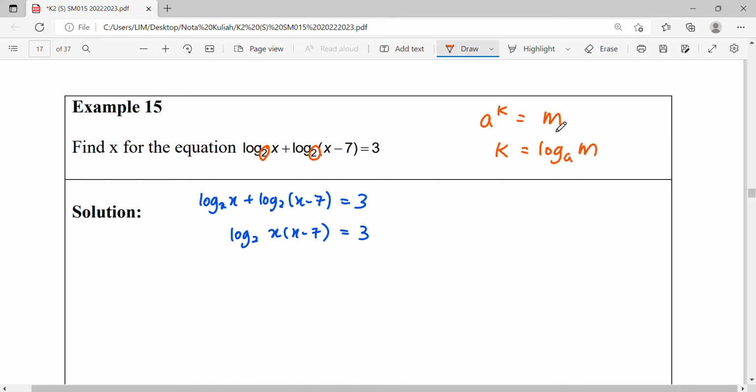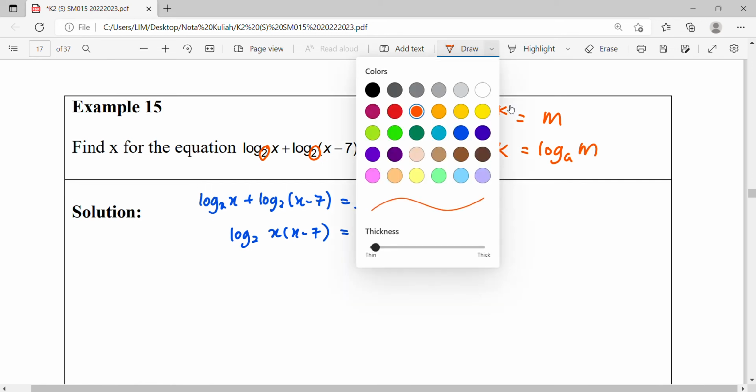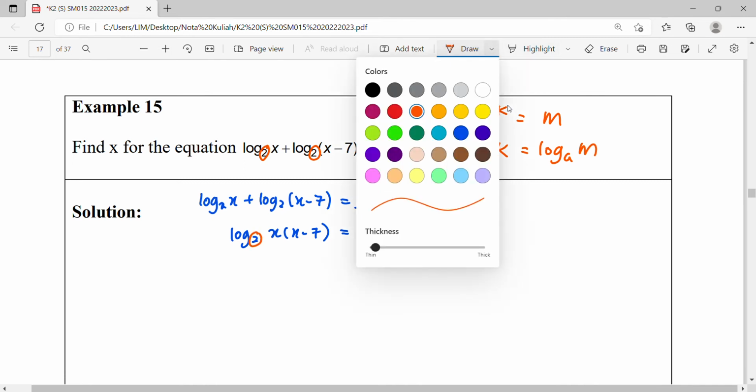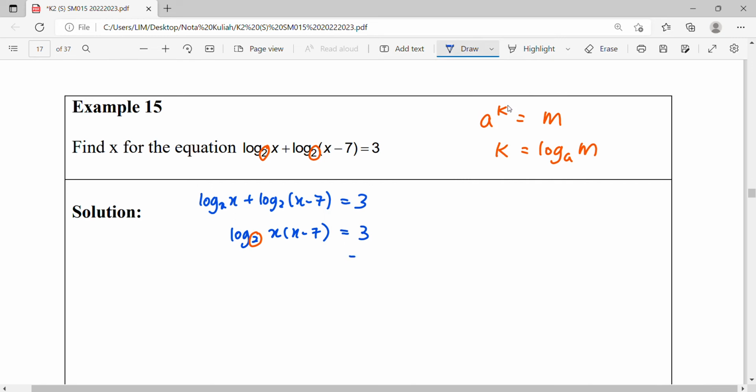So same procedure. If you want to unlog, meaning we want to remove the log, the base of a goes to the opposite side and becomes the base of the indices, and the value at the left hand side here becomes the power. So this is how we change our log. So we unlog: this base of 2 goes to the opposite right hand side to become the indices base, and this 3 becomes the power. Then you manage to unlog it, changing the log back to the indices term.